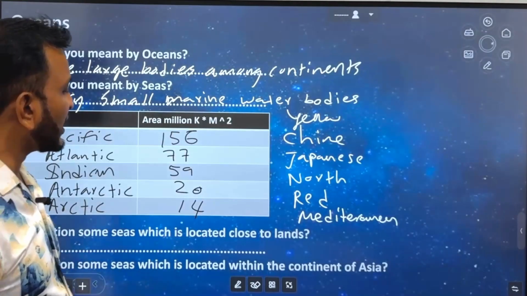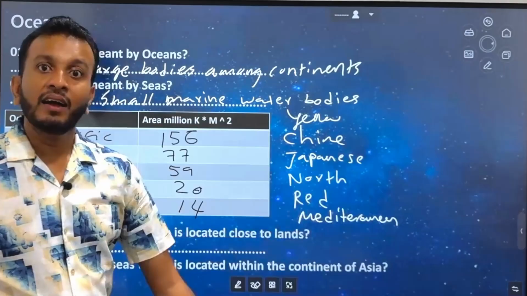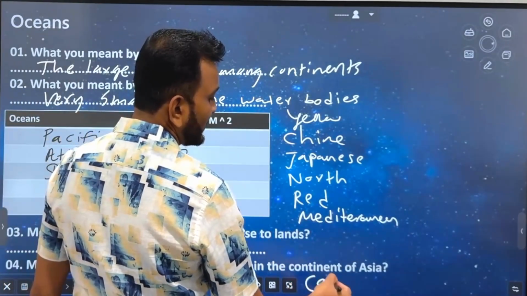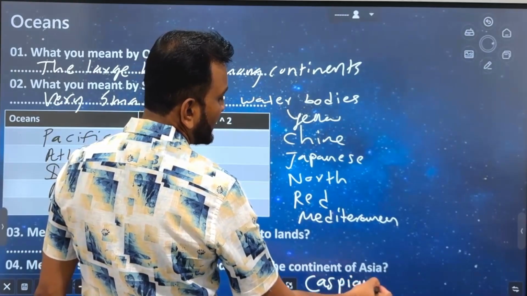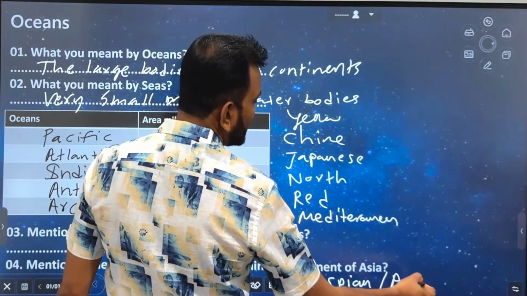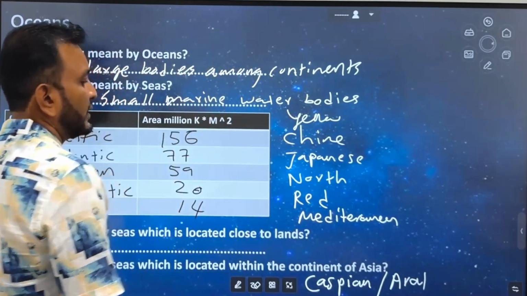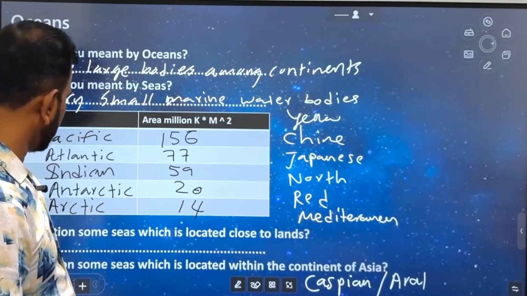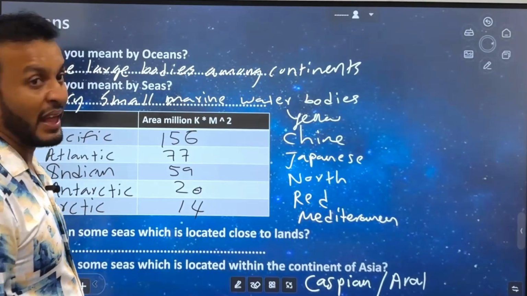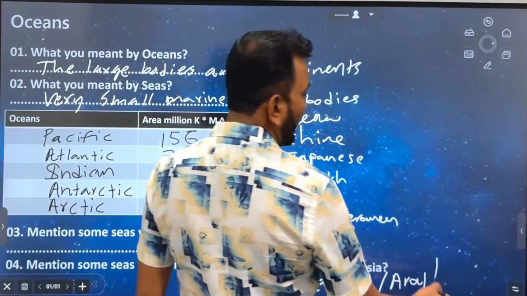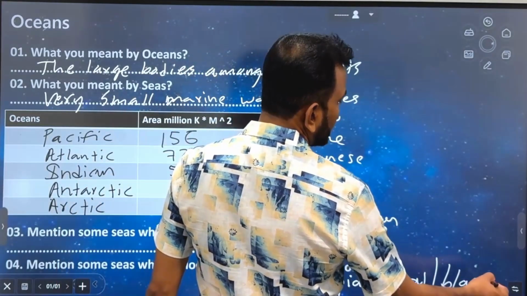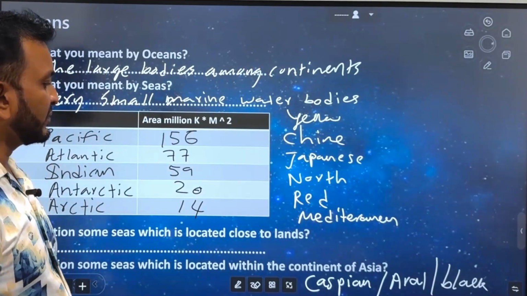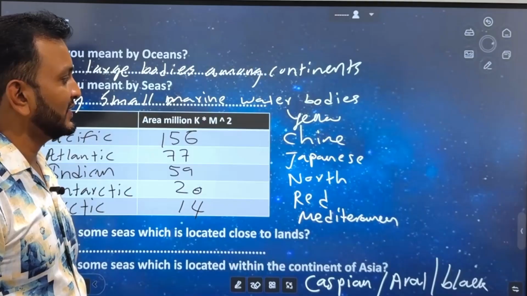Mention some seas which are located within the continent of Asia. Caspian Sea and Aral Sea. Then what about the Black Sea? Some seas which are located within the continent of Asia.